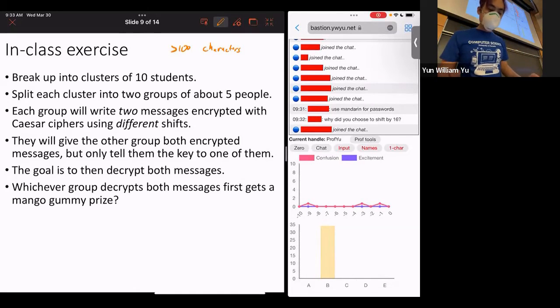Why did you choose a shift by 16? Oh yeah, that's a very good question. It's because what I did is I guessed that S and T were C and D, and that corresponds to a shift of 16. So I guessed the most frequent things might correspond to the most frequent things in the English language.